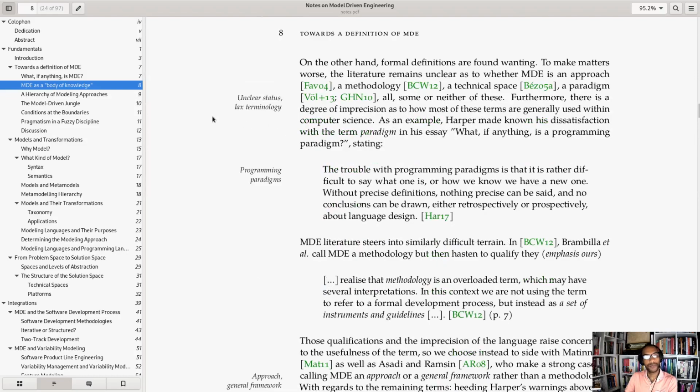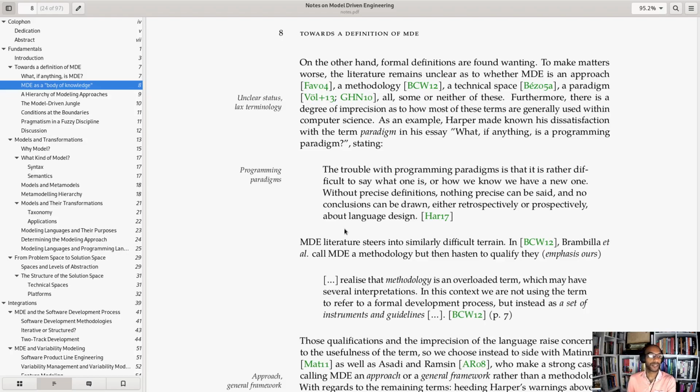And you see this throughout the literature. I try to explain this in a sort of critique of the field. It's a bit like programming paradigms. In computer science, it's very common for us to talk about, I don't know, object orientation as a paradigm. In fact, that word paradigm is a bit meaningless because, as Harper said, the trouble with paradigms is that it is rather difficult to say what one is, or how we know we have a new one. Without precise definitions, nothing precise can be said, and no conclusions can be drawn, either retrospectively or prospectively, about language design. That's a fundamental problem we seem to have in a lot of the high-level concepts in computer science.